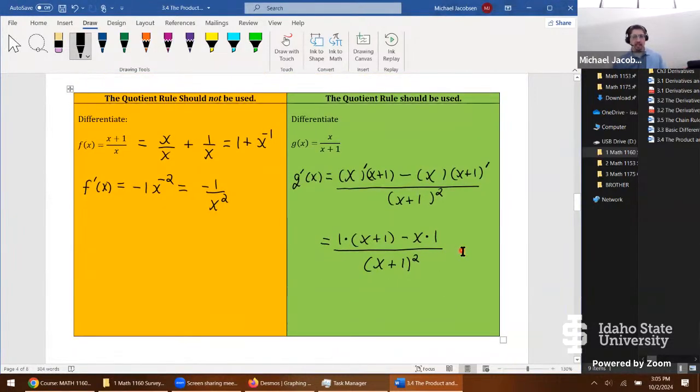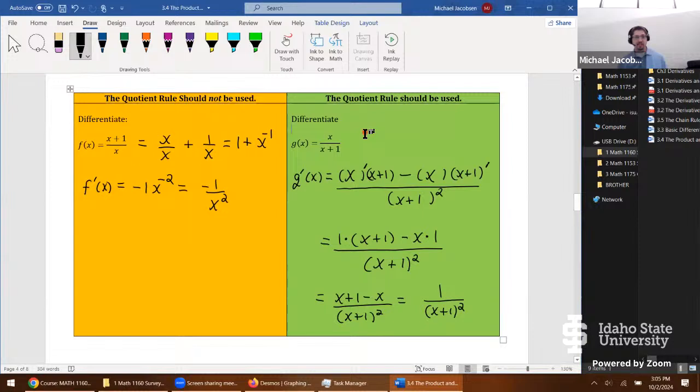This keeps on going, but we can drop the parenthesis on this. 1 times x plus 1 is just x plus 1. Times negative x times 1 just becomes negative x. Denominator is x plus 1 squared. Then we have like terms, x and minus x cancel, and the whole answer to this is 1 over x plus 1 squared. And that's our total derivative on this one.